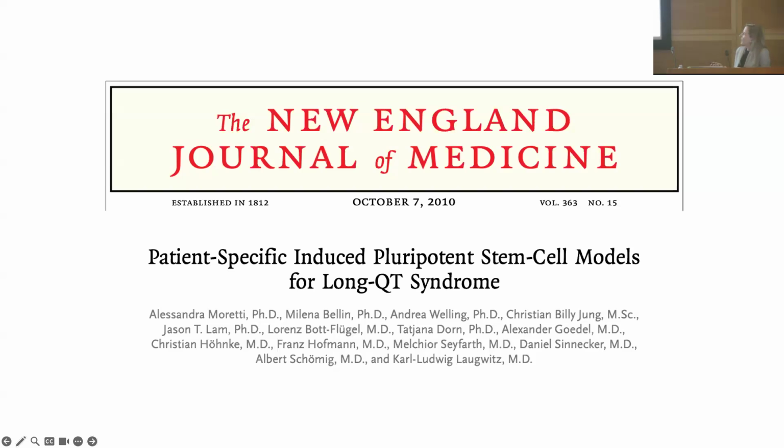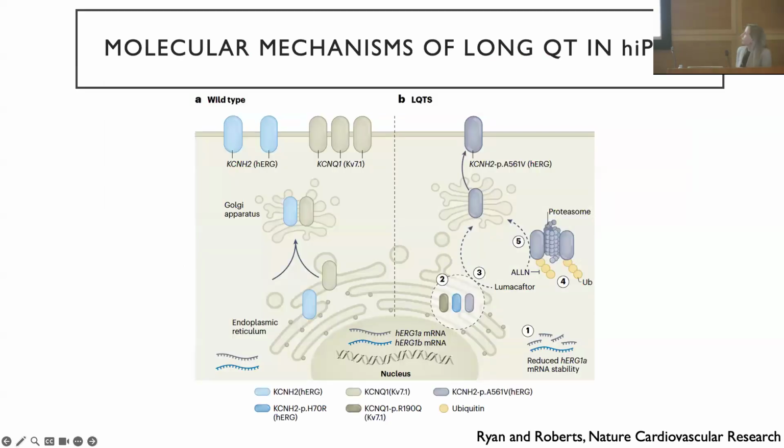And this group was able to show that a lot of the things that we knew about long QT from animal models, from patch clamping oocytes, also held true in iPS cells. But people have since built on that to show that there are other mechanisms, and also there's an ongoing clinical trial. So I'll just walk you through this.